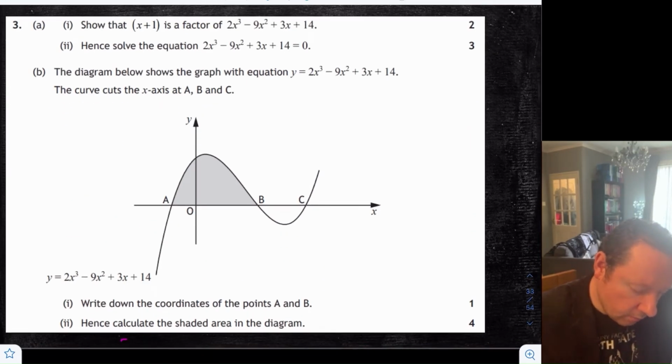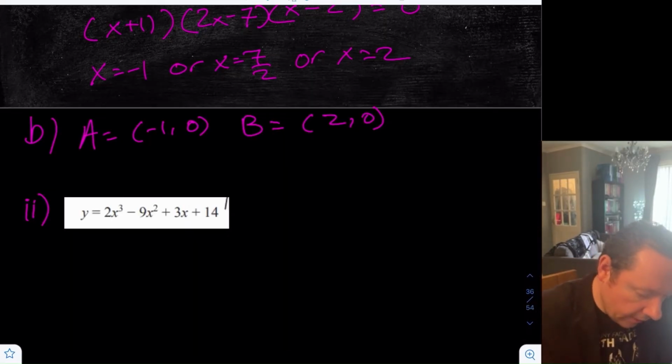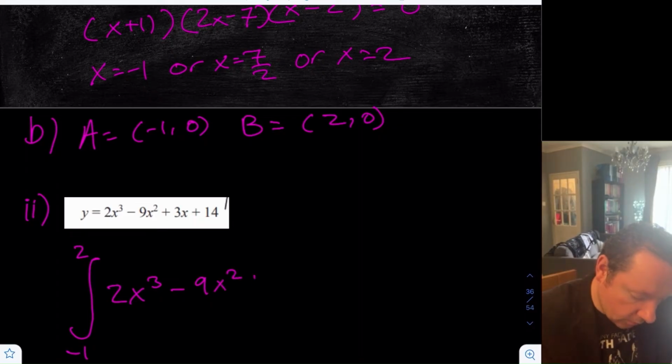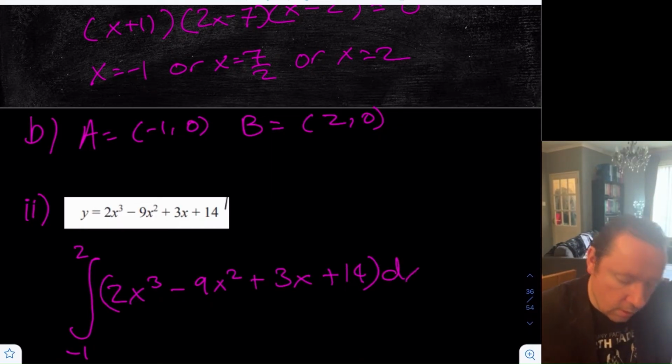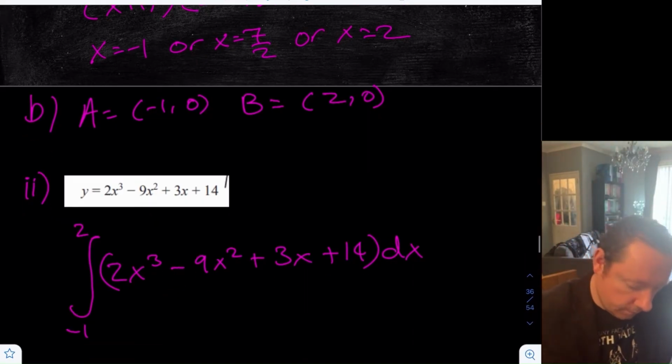Part 2 of B, calculate the shaded area. Well, that's the integral between these two numbers of our original equation. There's our equation, so the shaded area is the integral between minus 1 and 2 of 2x cubed minus 9x squared plus 3x plus 14. So we integrate and solve.